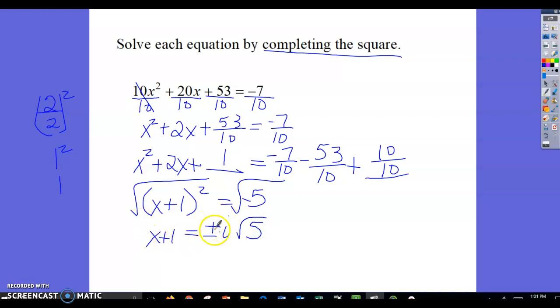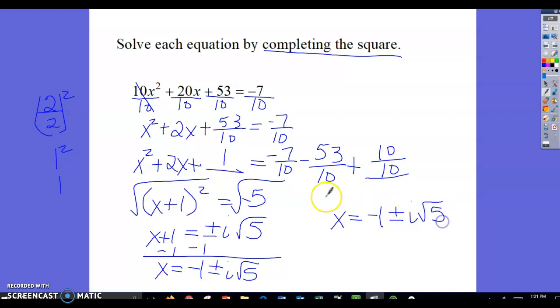And then, because this is a radical and it's not going to simplify any further, we can leave this as plus or minus and just subtract 1. So x equals -1 plus or minus i square roots of 5. And that's going to be your solution. So it's going to be x equals -1 plus or minus i square roots of 5. And again, that represents -1 plus i square roots of 5 and -1 minus i square roots of 5. So that's still two solutions, but that's how you use completing the square.